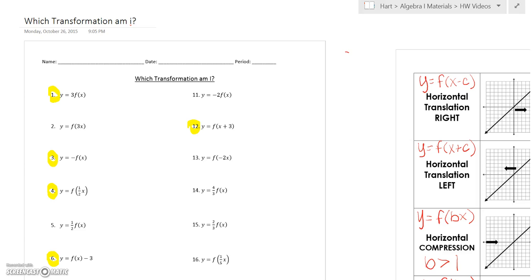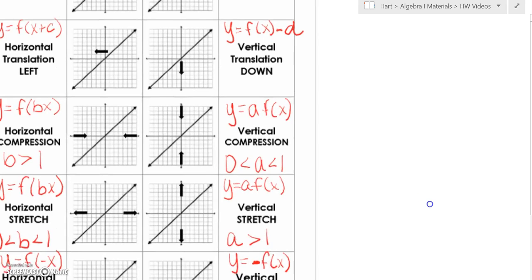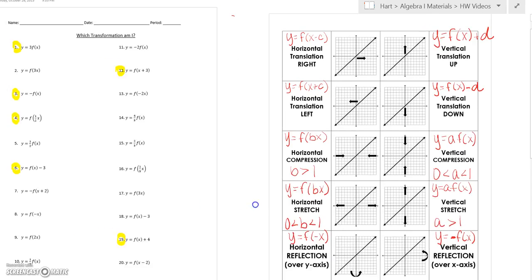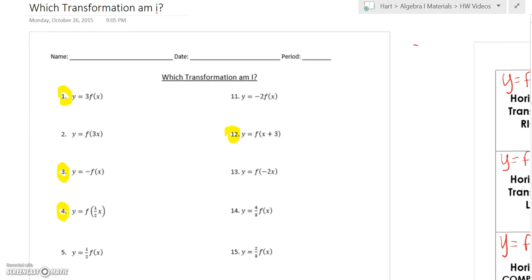Okay, this is the What Transformation Am I worksheet. It would help if you had your foldable. I have it sort of on here, but it's kind of hard to put a foldable on here. So I'm going to do a few of these with you. Remember, you were supposed to do 10 problems on the front.